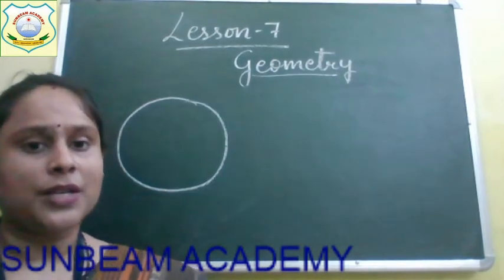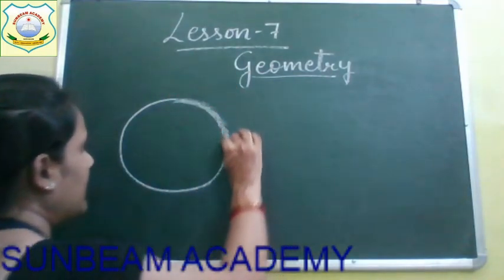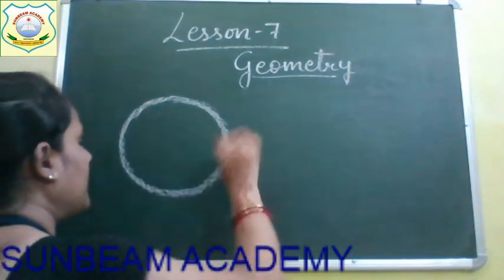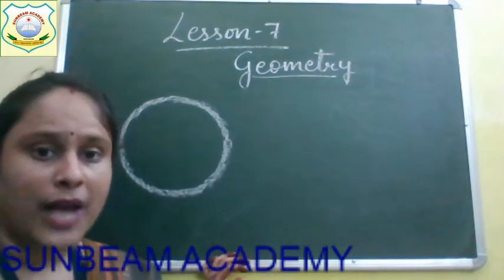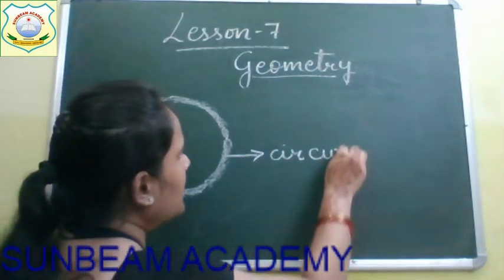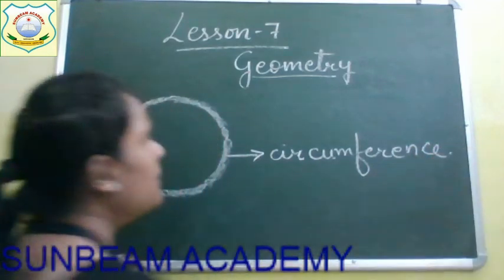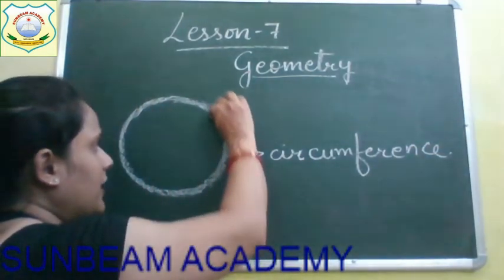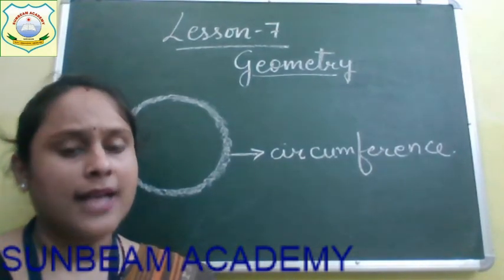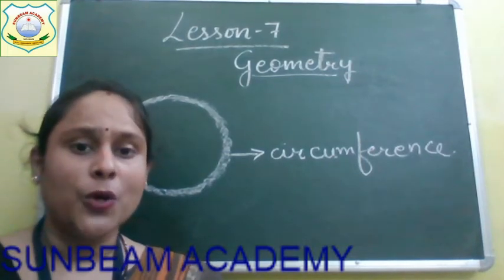Now I will show you the circumference. See, this is the circle and this is the length of the thickness of the circle. The length of the thickness of the circle is known as circumference. It is the outer part of the circle. Clear?